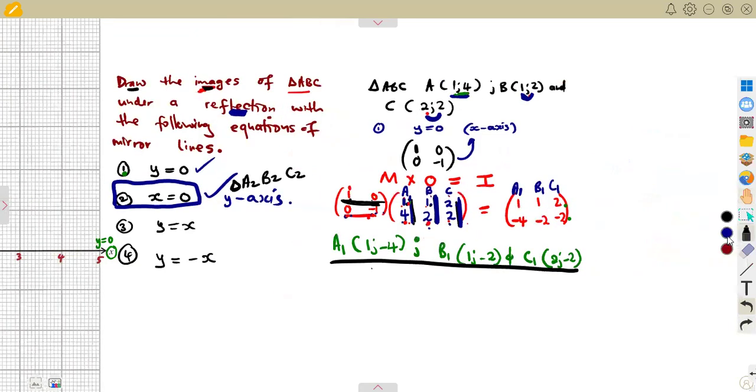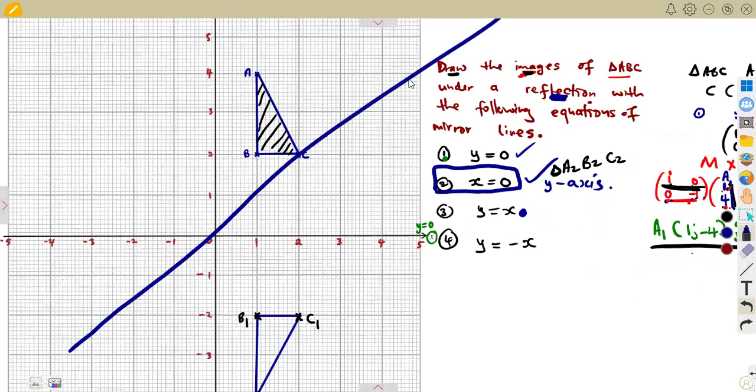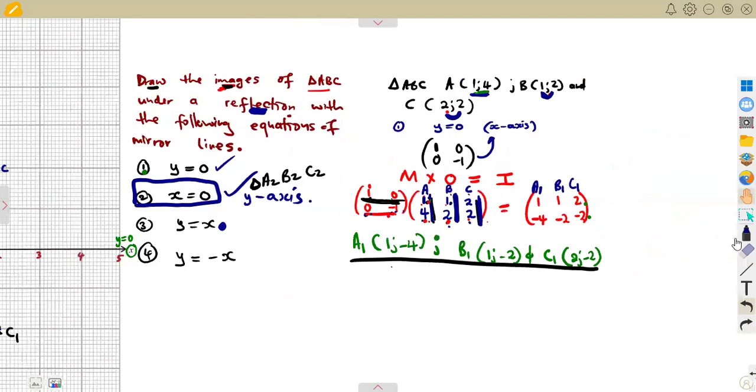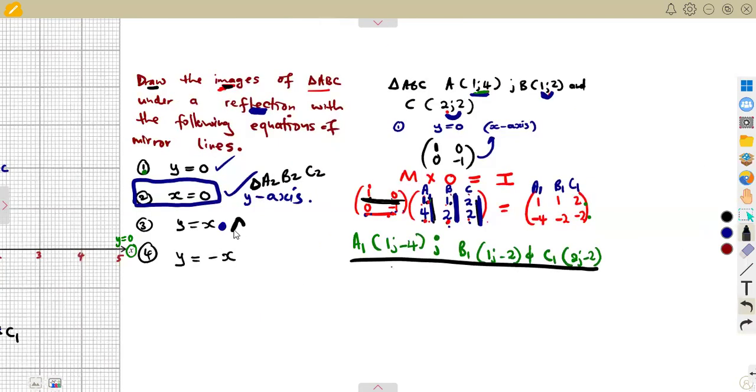Then you do the same thing for the line y equals x. Remember, we talked about this. The line y equals x passes through like this, dividing your graph into two equal parts. But we are not talking about the graphical method, we are using the matrix. You take the matrix for y equals x and multiply row by column: matrix times object gives you your image. You name that triangle A3, B3, C3, and also list its coordinates in the comment section so I'll be able to know.